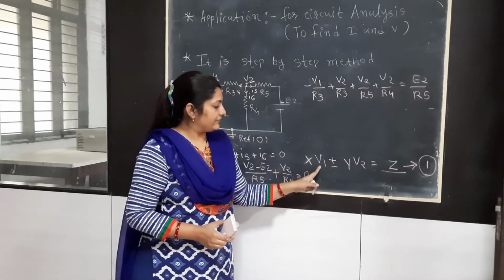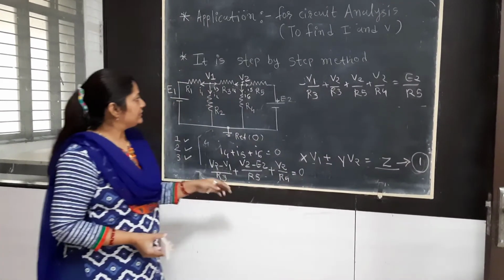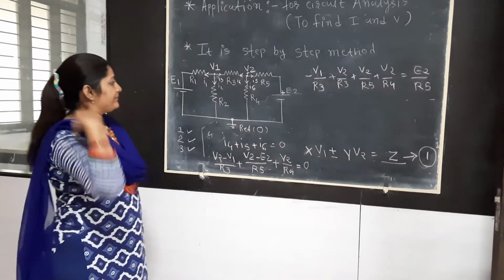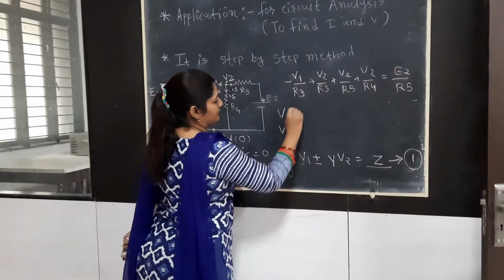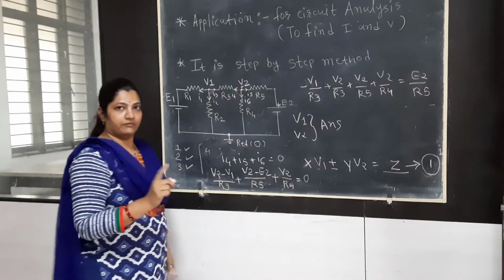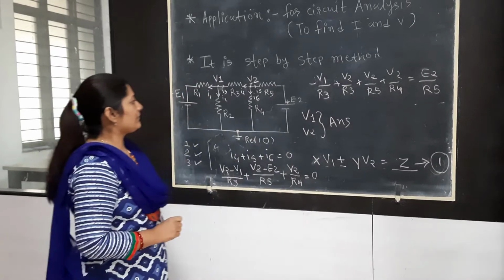Once you are aware of the values of V1 and V2, that is our node voltage, it is easy to find the branch current of any specific resistance. Let's say my answers for V1 and V2 are there. Answers are available by solving equation number 1 and 2 which will come after reforming of this.